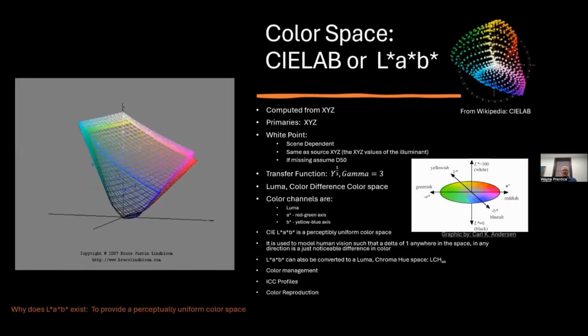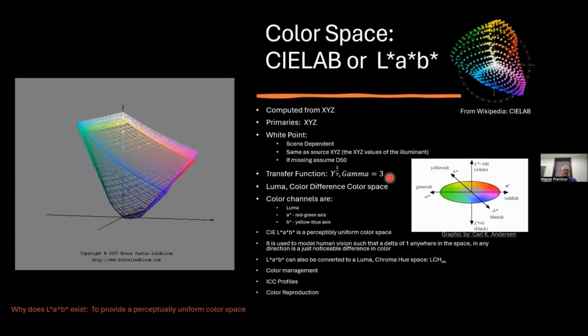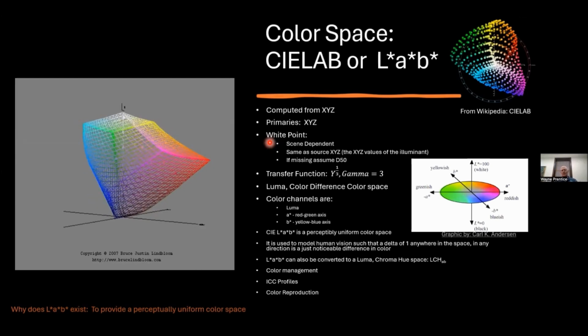Next color space we're going to talk about is CIELAB, which is based on XYZ. We take the XYZs, and it's basically a luma color difference color space. This is the exchange space used for color management and ICC profiles. It's used very widely, and it has a transfer function of gamma 3. Its white point is scene dependent, but if you don't see a white point associated with it, you can assume it's D50. The chromaticities are going to be the same as the chromaticities of XYZ, because that's what it's computed from.